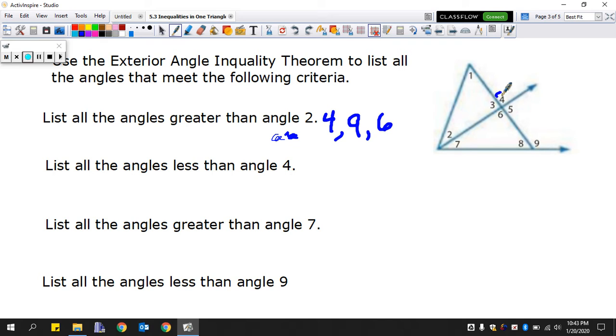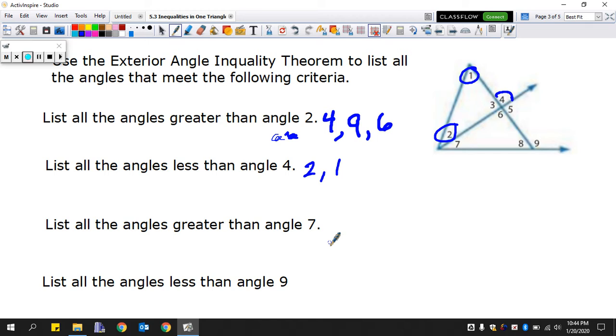Okay, that's an exterior angle. All right. And so we're going to look at all the remote interior angles. Okay, so for 4 there are two remote interior angles. This 4 is simply the exterior angle for the small triangle here. So that would be angle 2 and angle 1. Okay, because these are your two remote interior angles. All right, and that would be all the ones that those are.